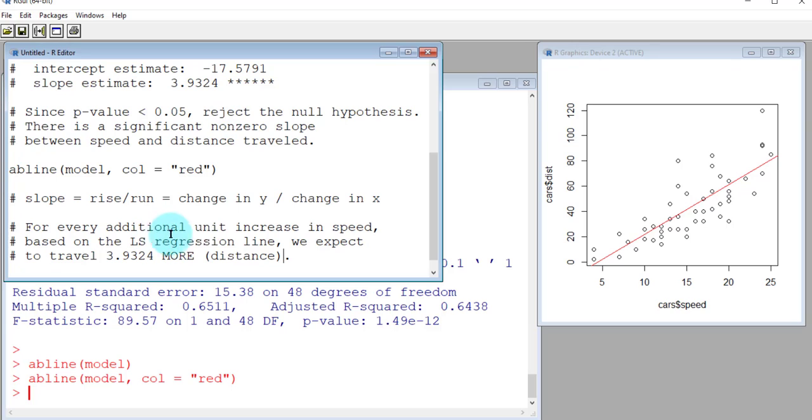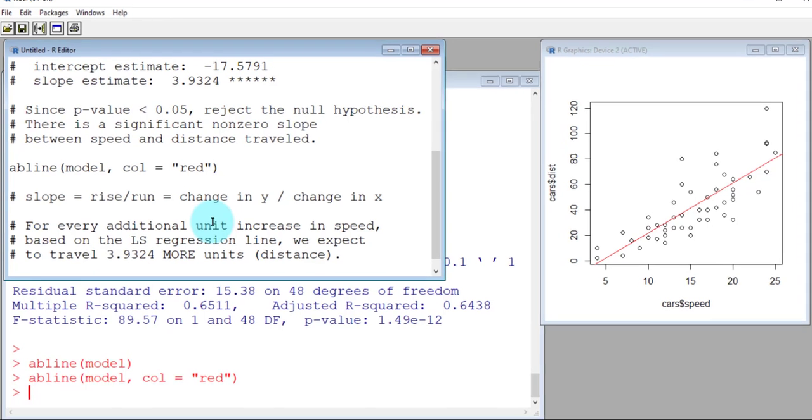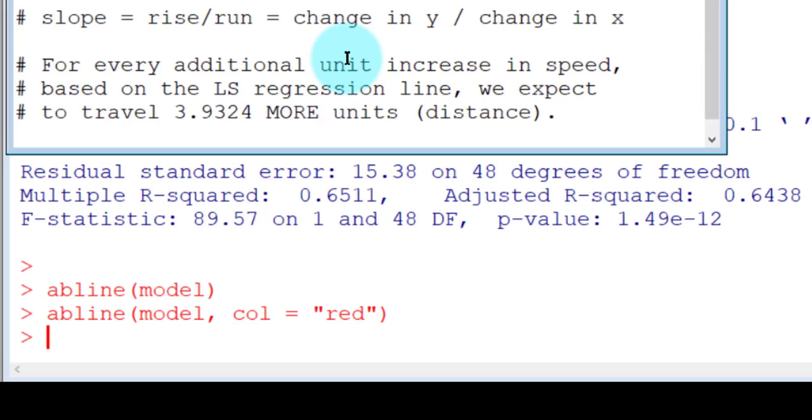So for every additional unit increase in speed, whatever those units were, based on this line, we'd expect to travel almost 4 units more, whatever those units were. So rise over run. We will stop this video here, but we will continue in the next video and talk about some diagnostics regarding this least squares line, including some of this other output from R down here.